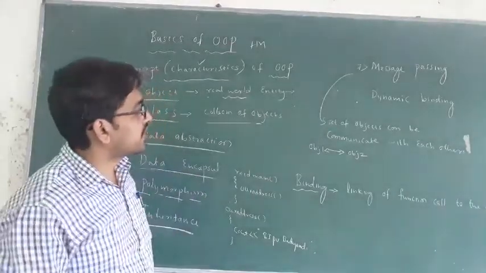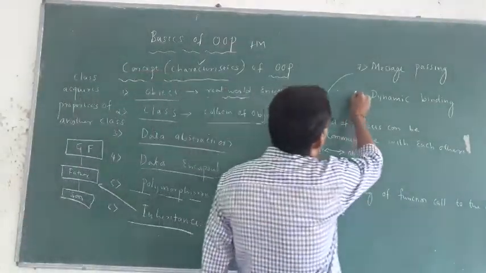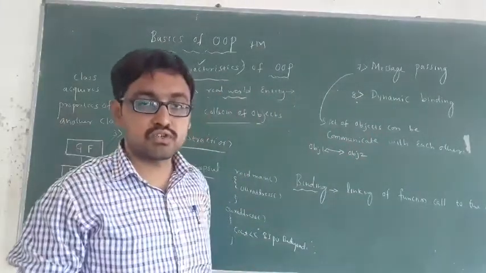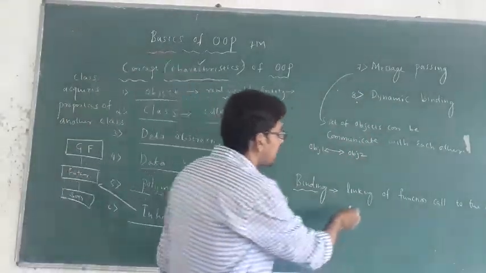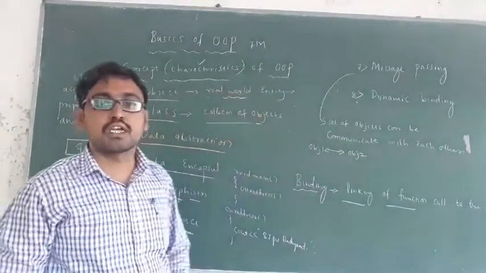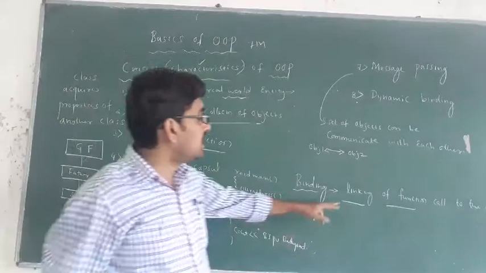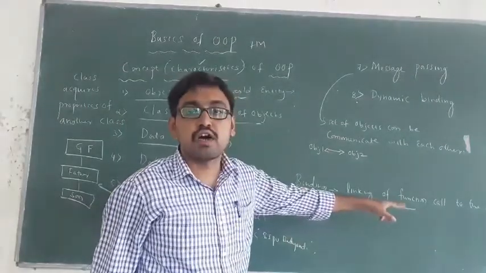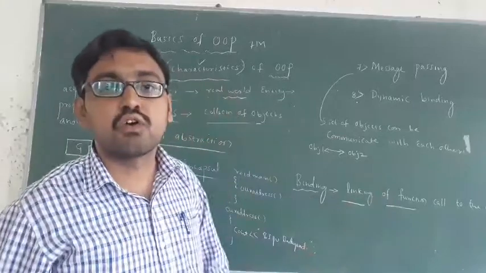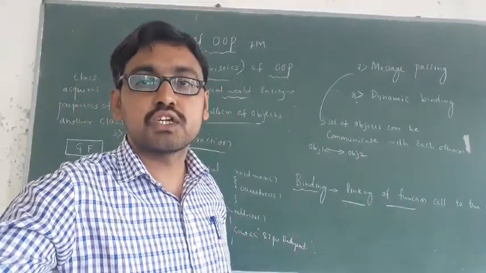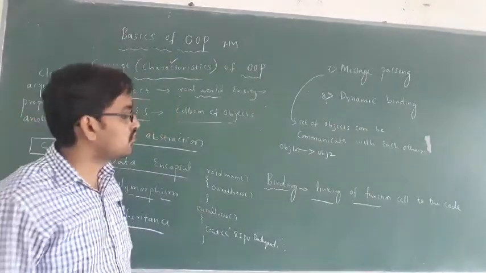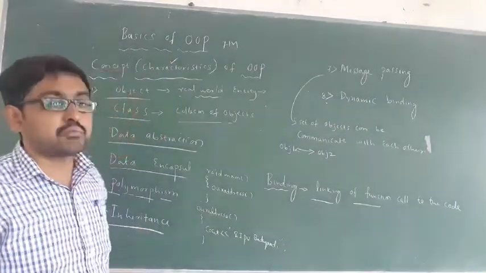The next concept, the 8th concept, is dynamic binding. What is dynamic? What is binding? First, know what binding is. Binding means linking of a function call to the code. The linking of a function call to the code is called binding.